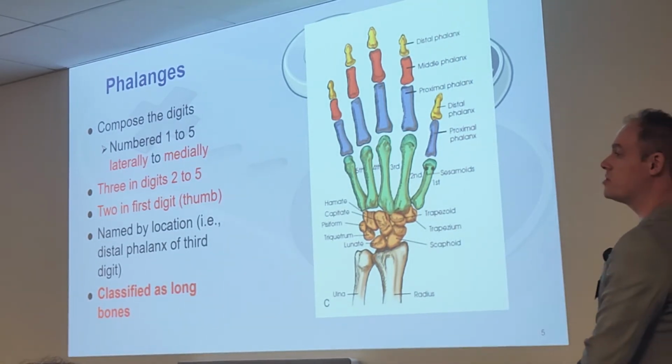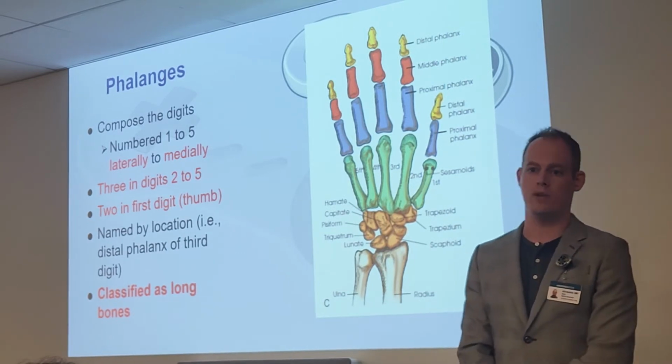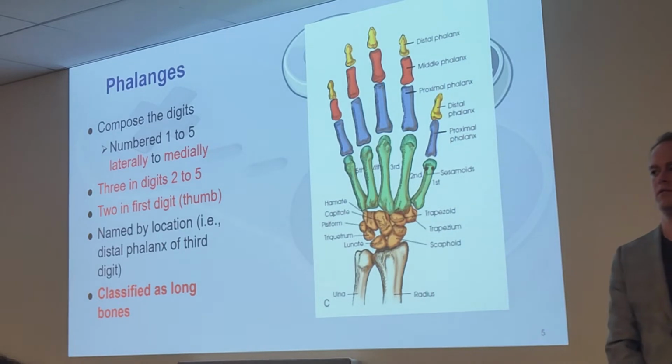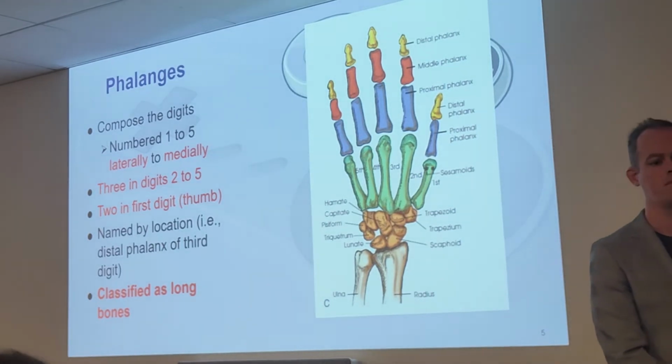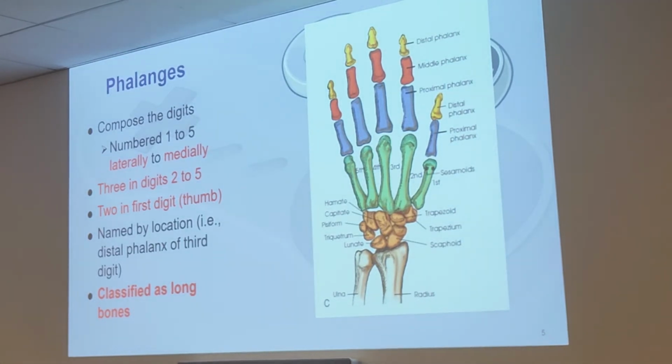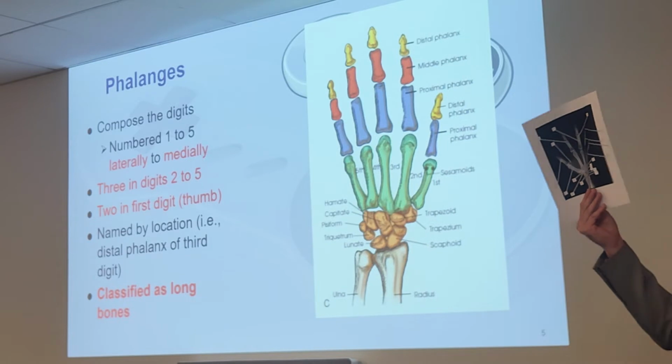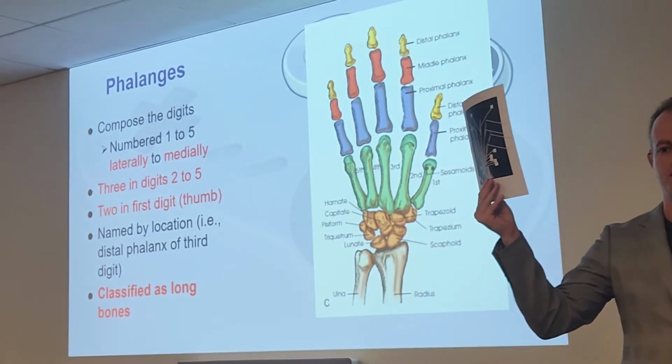Of course, each of those phalanges are separated by a joint. We're going to go over those joints as well as we move forward. And actually, on those worksheets, you can see what I'm talking about as far as an x-ray. There is a hand x-ray mixed in there. You can see those separate phalanges with the joints between them.